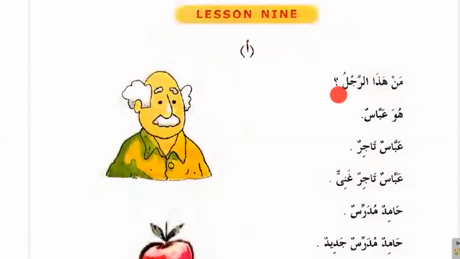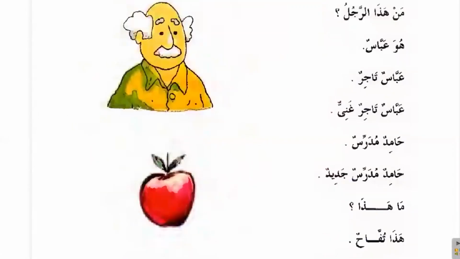Man huwa? A rajul. Right? So there's a man here, and they are asking about him. Who is this man? Huwa Abbasun. He is Abbas. Abbasun tajirun, Abbas is a merchant. Abbasun tajirun ghaniyun. So ghaniyun is an adjective, right? So this is an adjective describing this.